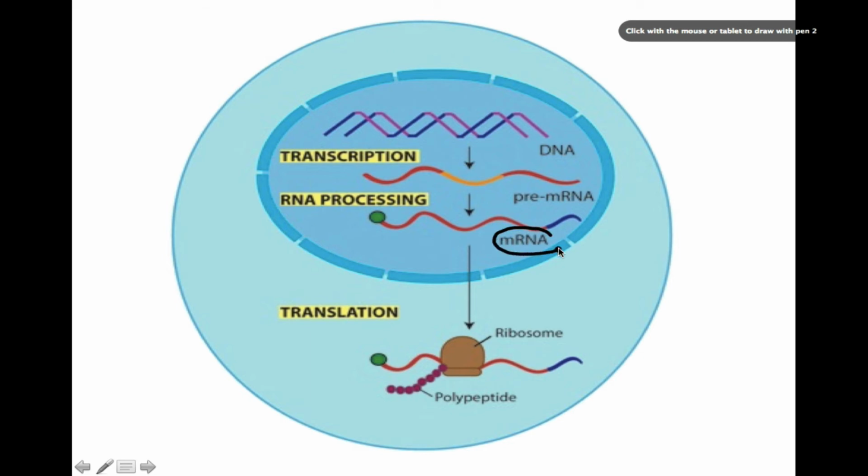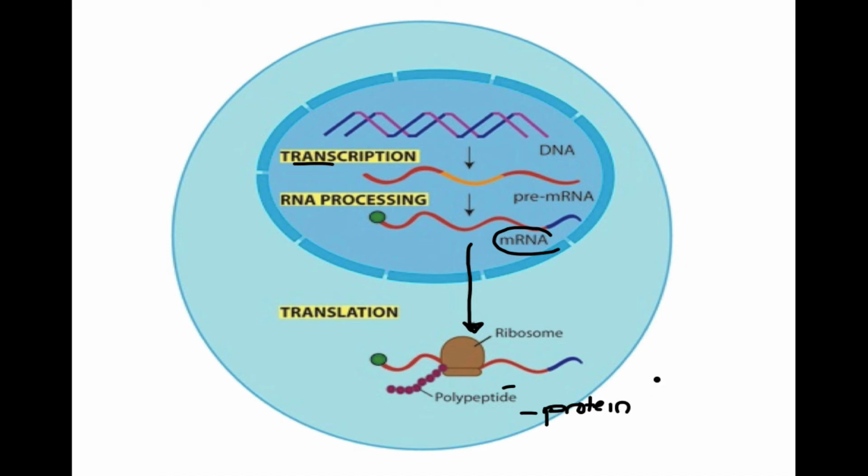So looking at our cell once again, now that we've snipped out the introns and have our messenger RNA, the messenger RNA is going to leave through a pore in the nucleus and travel to the ribosome, where it will be translated into the polypeptide, or the chains of amino acids, which will then be formed into the protein. So let's take a look at translation in more detail.